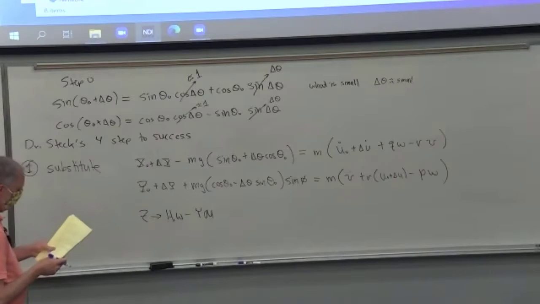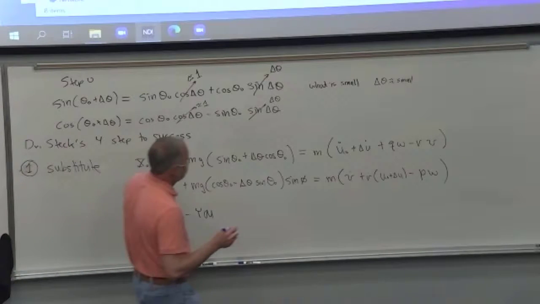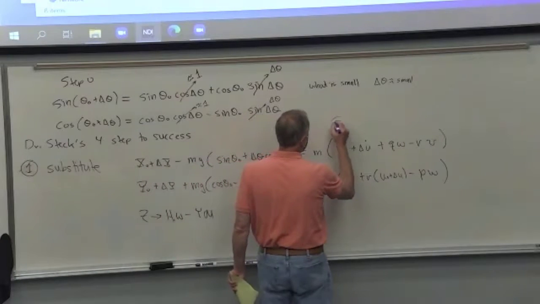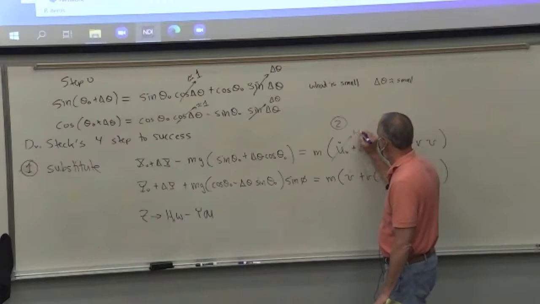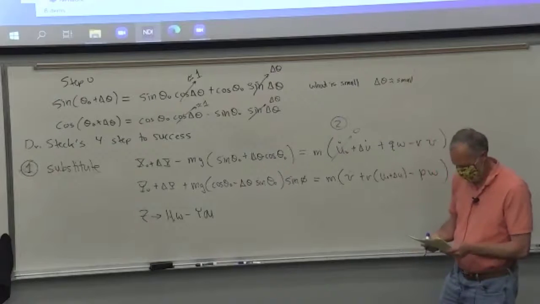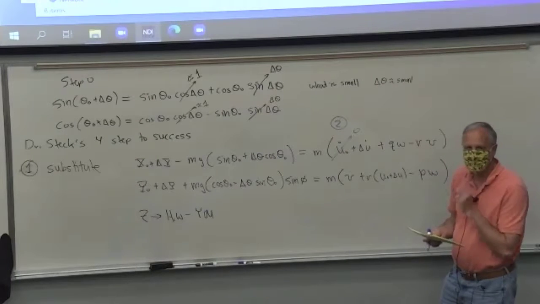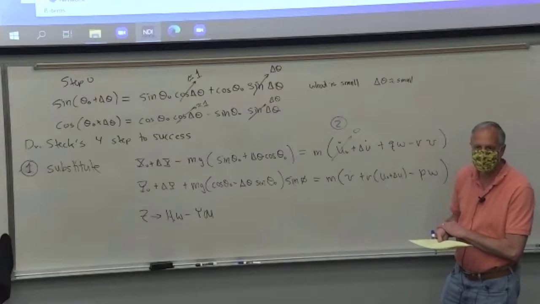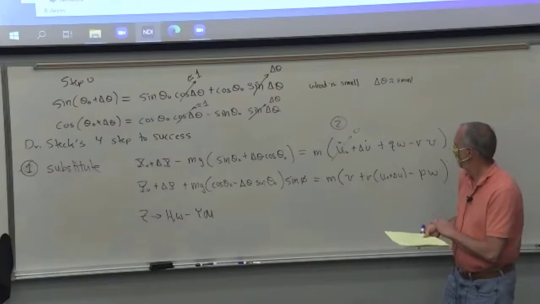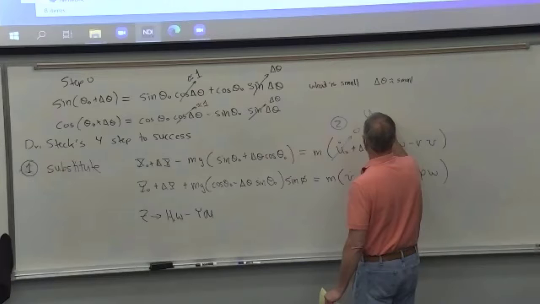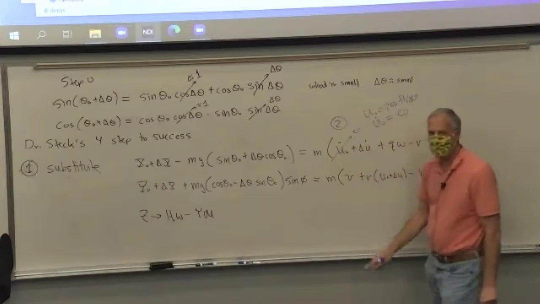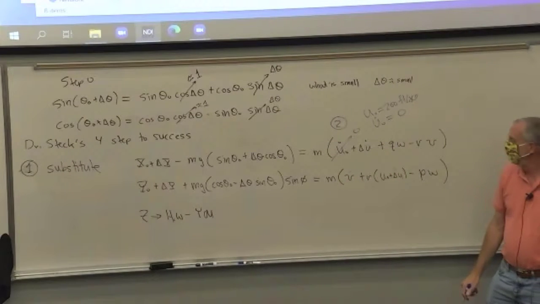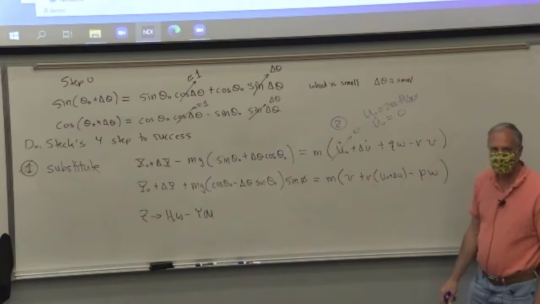Okay, that's step 1. Step 2 is to say, oh, u0 dot is 0 because it's steady state. Well, that was easy. But make sure you show me that step. I'm going to look for it. So u0 is, for example, 200 feet per second. So what's the derivative of 200? It's 0, right? Because it's just a number. It doesn't change with time.